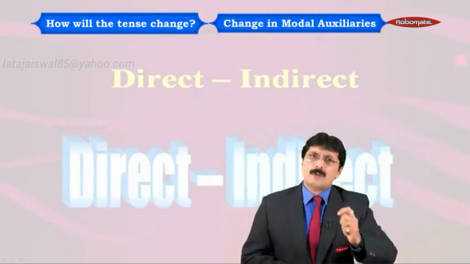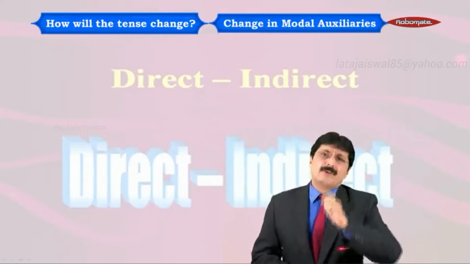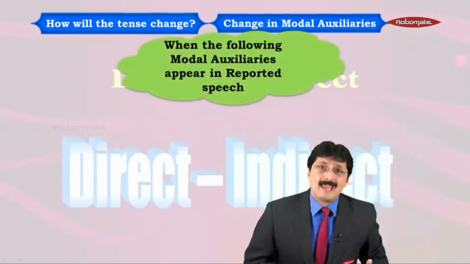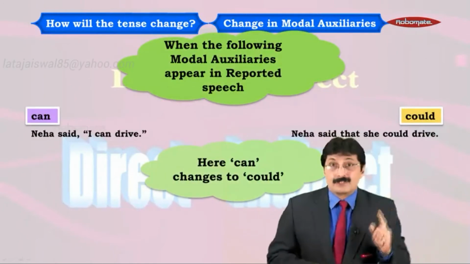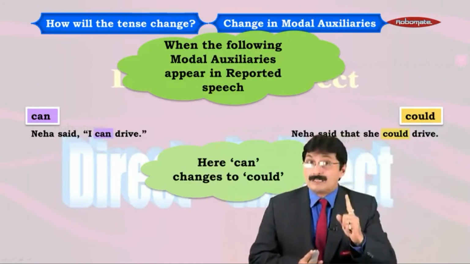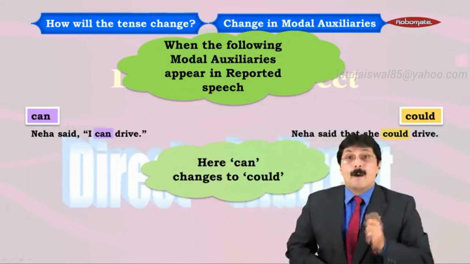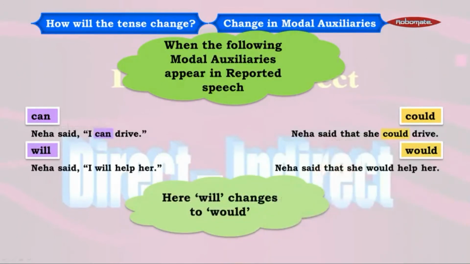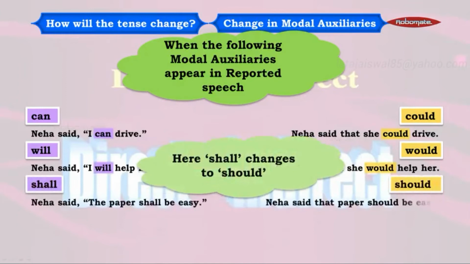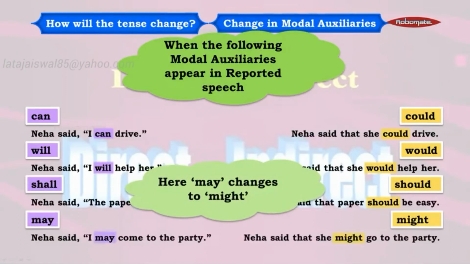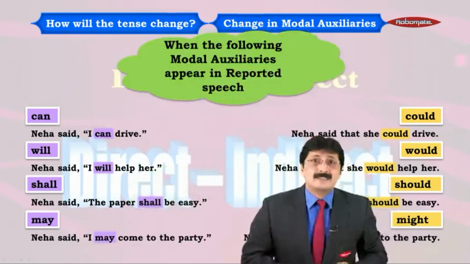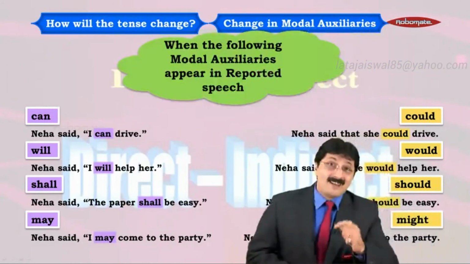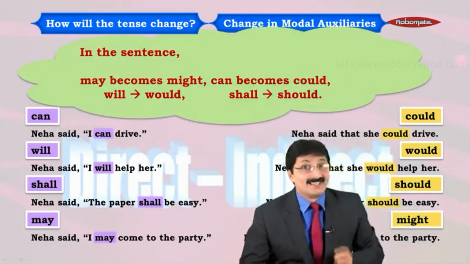Now, continuing with the tense change, what happens to the auxiliary verbs? Can, will, may, shall. What happens to these modal auxiliaries? Let's see what happens. Can changes to could, from the direct to the indirect. All this happens provided the reporting verb is in the past tense. Will changes to would, as you can clearly see here. Awesome. Shall changes to should, as you can see from the direct to the indirect. And may changes to might. Which means I can easily carry on by saying in the sentence, may becomes might, can becomes could, will, would, shall, should. Are you enjoying this?